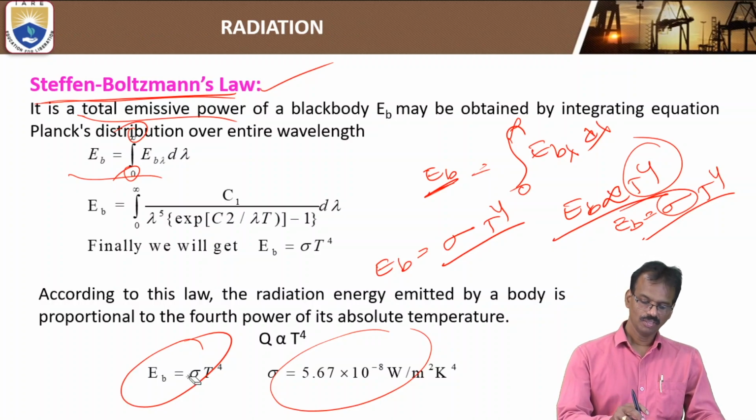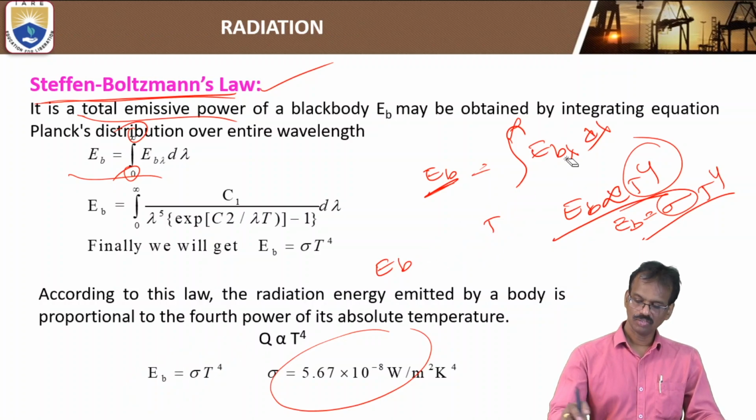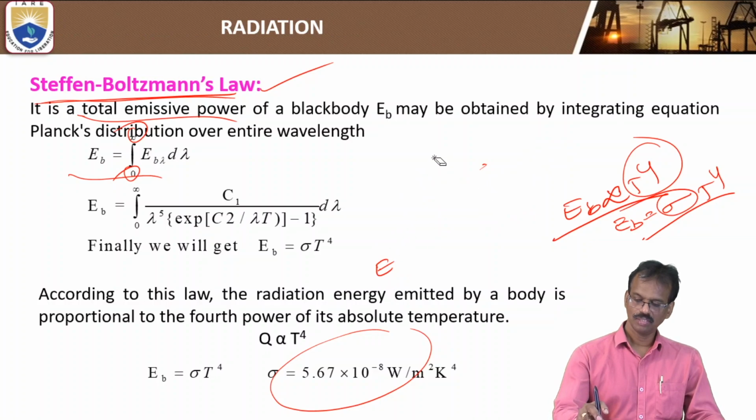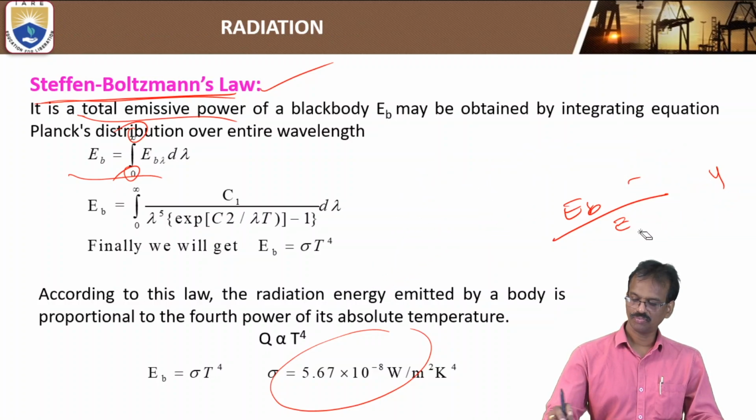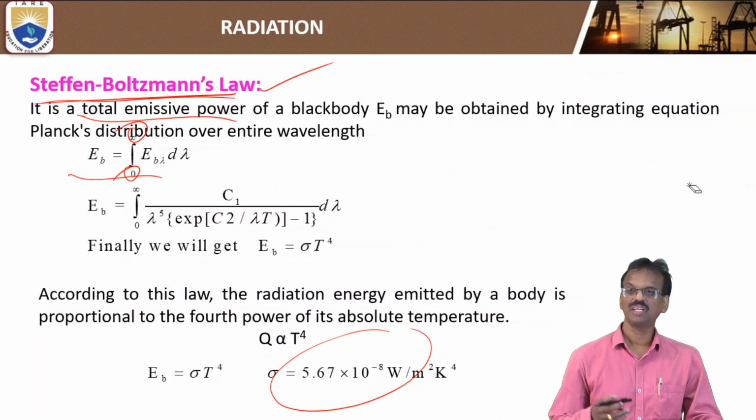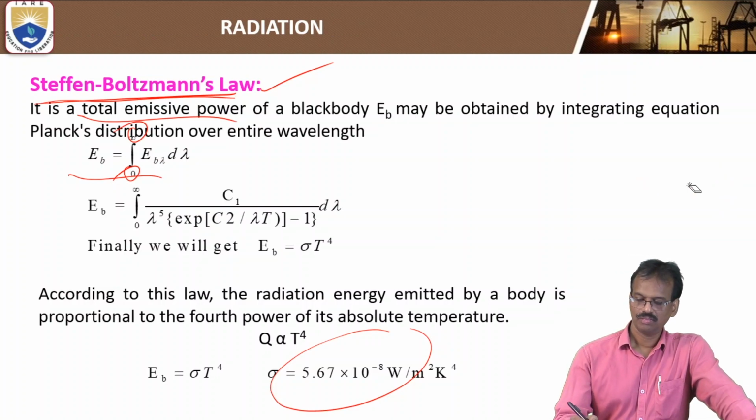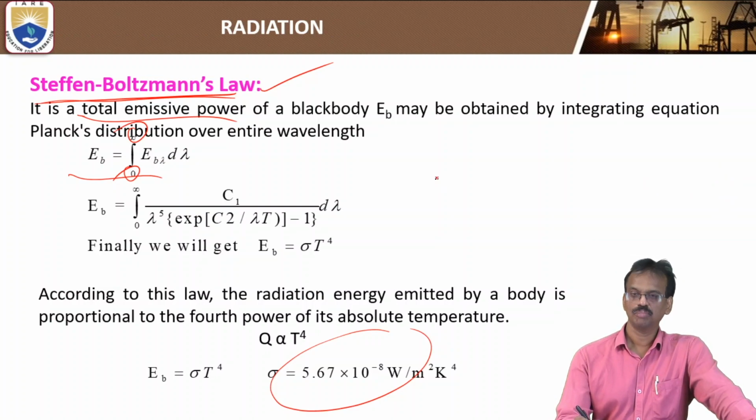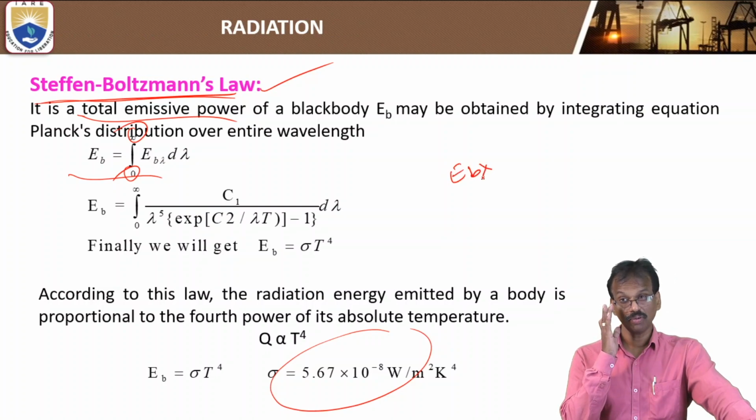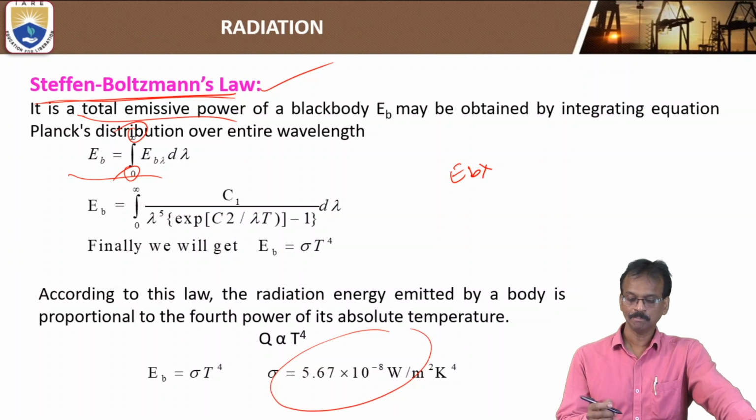Finally, based upon these three laws, we get three values. According to Planck's law, we can find the monochromatic emissive power, represented by EB lambda. It means emissive power at a particular wavelength, with the help of Planck's law.